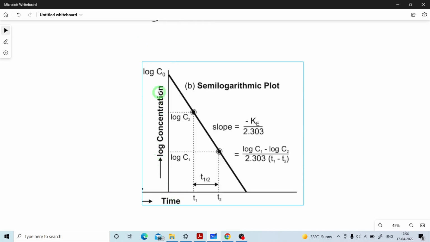So if you take log C on the y-axis and time on the x-axis, then you are going to get a declining straight line, and the slope of that declining straight line is nothing but minus Ke upon 2.303. So once you determine the slope, multiply that slope with 2.303. Of course, your slope is going to be negative over here because the line is declining. Multiply that negative value of your slope with 2.303 so that finally you can reach the value of the elimination rate constant graphically.